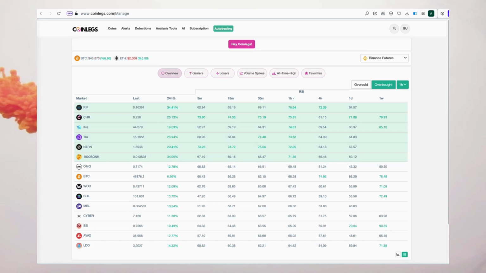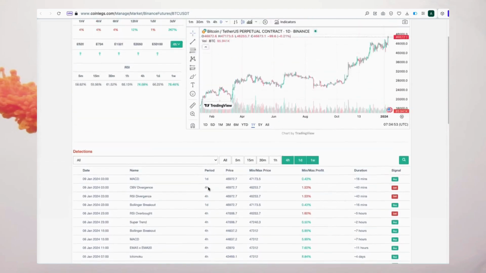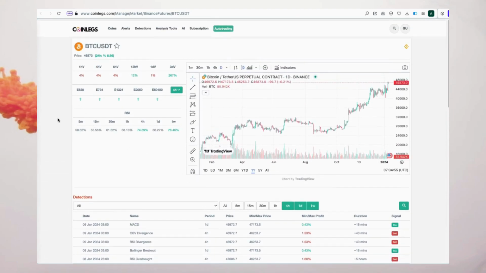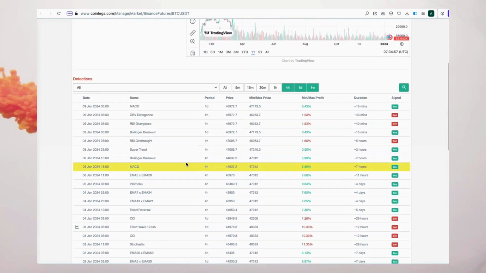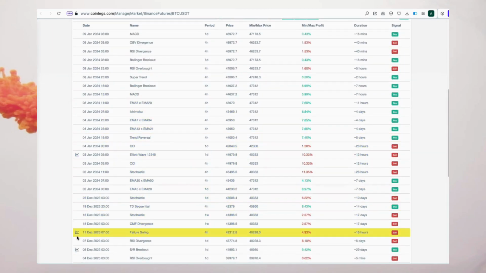Clicking on a coin opens a page where you can access all the data related to that coin in one place. The CoinLegs algorithm tirelessly analyzes over 700 coins across 7 different time frames, identifying over 40 strategies like Elliott waves and failure swings. That's all there is to it.